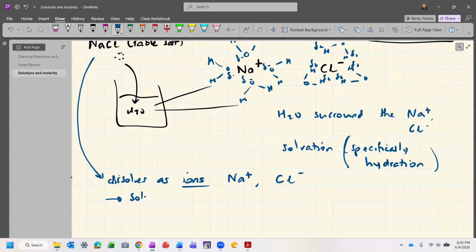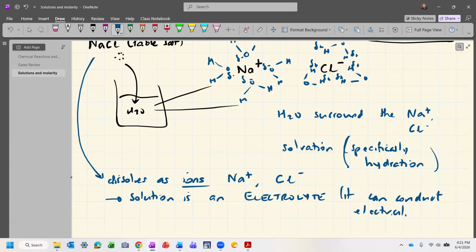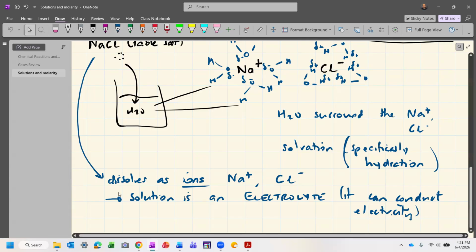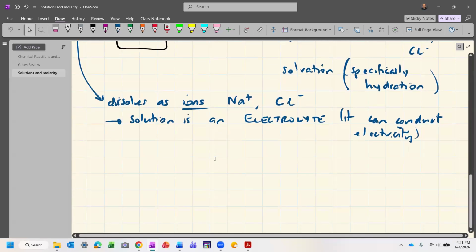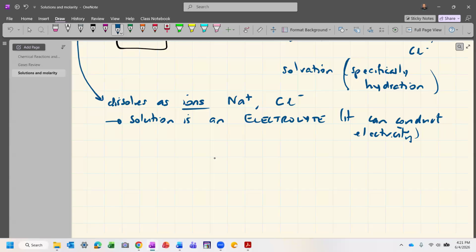This leads to the solution now being an electrolyte, meaning that it can conduct an electric current, can conduct electricity. An electrolyte is defined as a substance that can conduct an electric current when dissolved in water. In order for it to do that, you have to have charged particles, right? And because this dissolved as ions, you're going to have a ton of these charged particles.